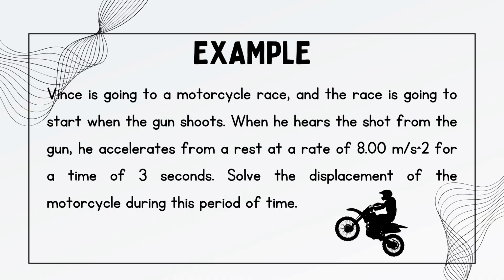Motion in 1 dimension is when the position of an object changes along a straight line. Let's now solve a problem that involves motion in 1D. Vince is going to a motorcycle race, and the race is going to start when the gun shoots. When he hears the shot from the gun, he accelerates from rest at a rate of 8 meters per second squared for a time of 3 seconds. Solve the displacement of the motorcycle during the period of time.